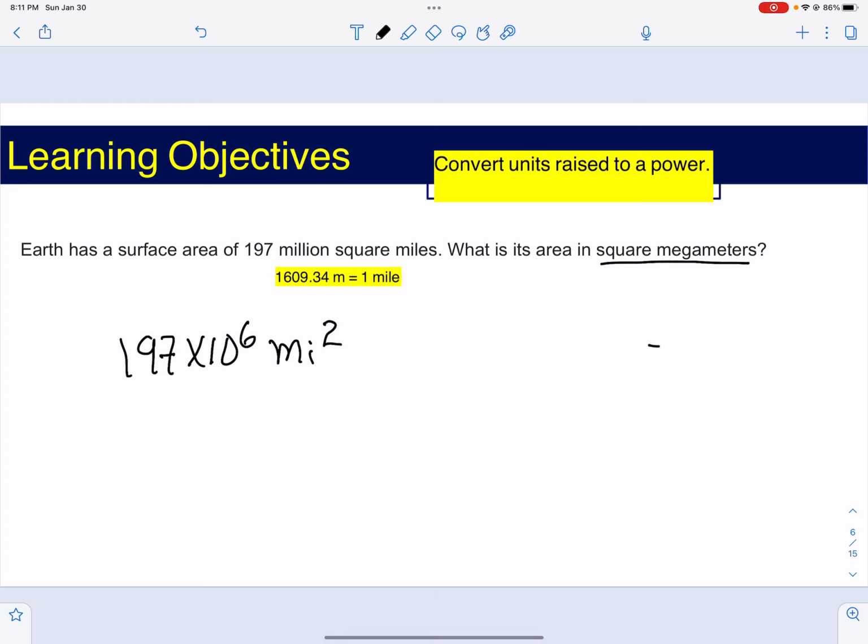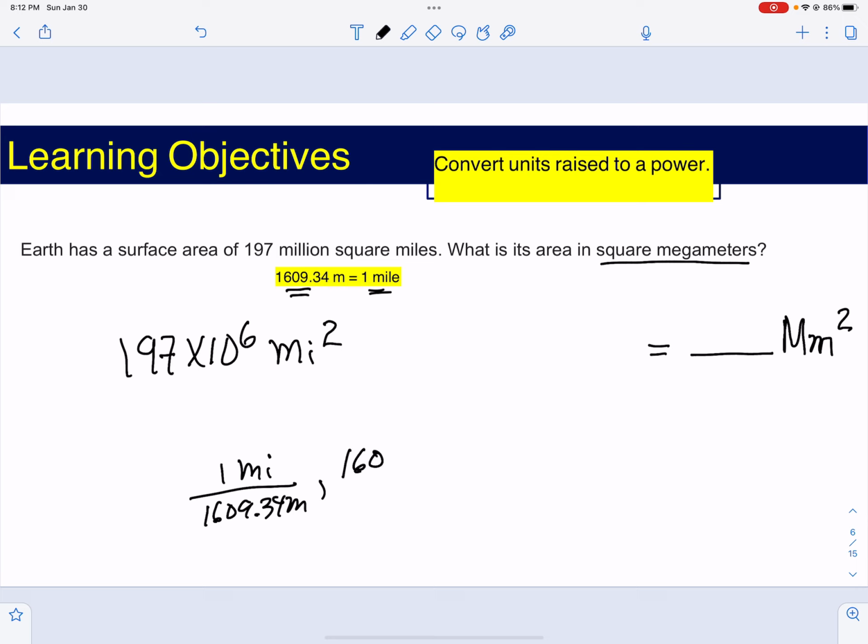What would that be in square megameters? I can tell you right now that this is not going to be just one step. And we know that 1 mile equals that. So we know 1 mile is the same as 1609.34 meters, or 1609.34 meters equals 1 mile.